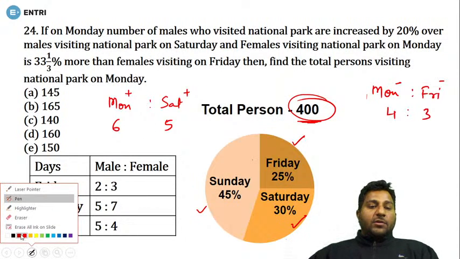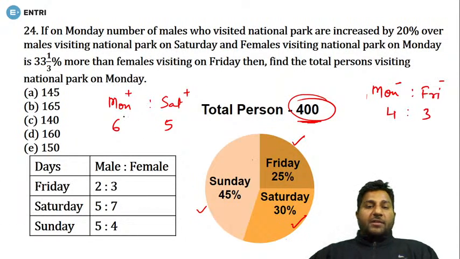So how are we going to solve this? First of all, we need to look at the ratio. On Monday, males had 6 ratio, and Saturday had 5 ratio. On Friday, females had 3 ratio. Now let's equate the values. How are we going to solve this one?